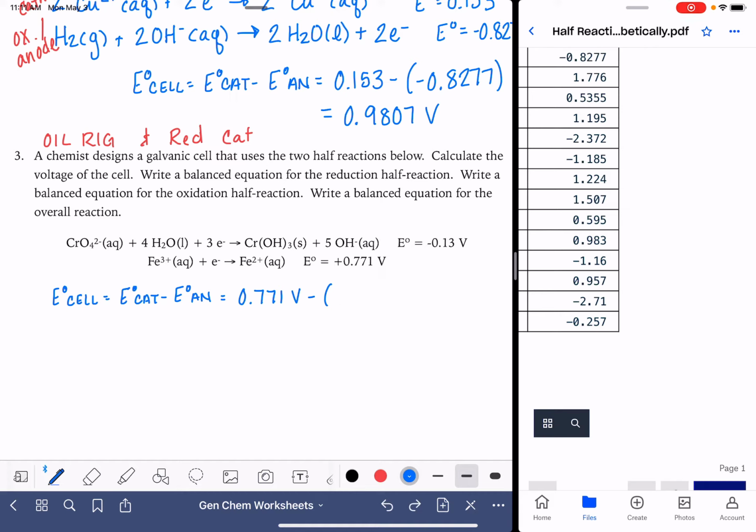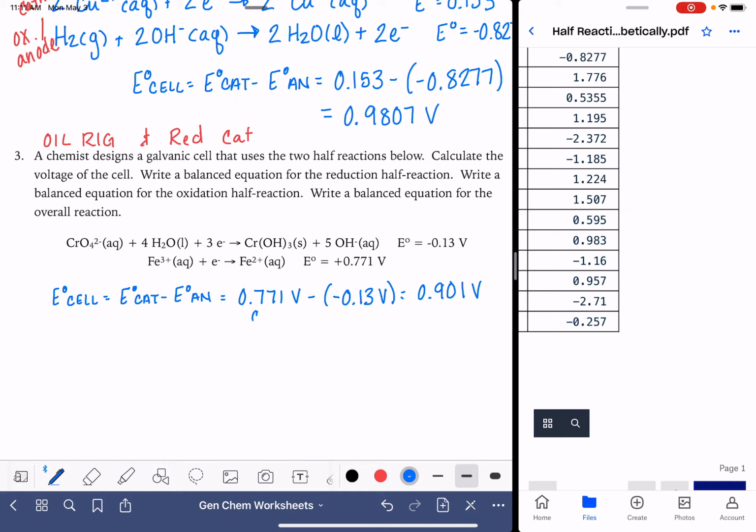Minus 0.771 minus a negative 0.13. We want to take the bigger number and subtract the smaller number. 0.771 minus a negative 0.13 is 0.901 volts. Now doing this, starting off with this, allows us to identify which is the cathode and which is the anode.